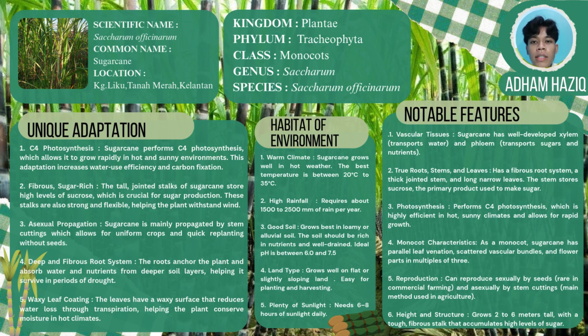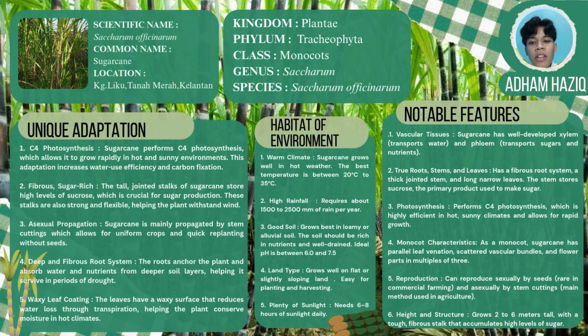First of all is about the notable features of these plants. Firstly, vascular tissues. Sugarcane has a well-developed xylem for the transportation of water, and has a well-developed phloem, which is for the transportation of sugars and nutrients. Next, sugarcane has true roots, stems, and leaves.